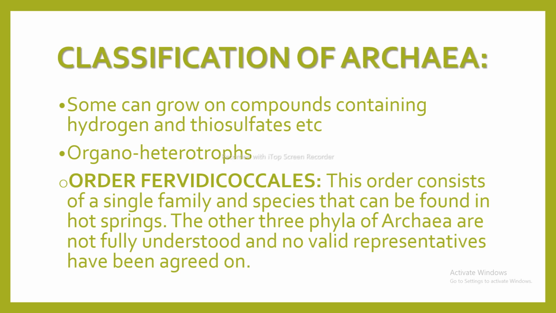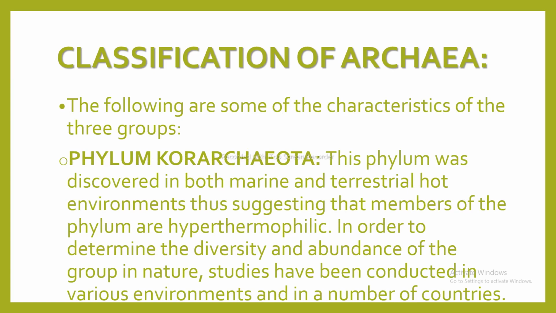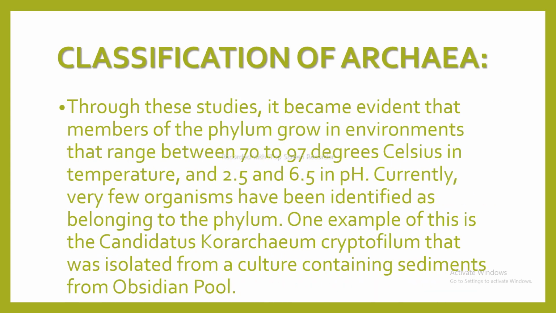The other three phyla of the Archaea are not fully understood and no valid representatives have been agreed on. The following are some of the characteristics of the three groups. The phylum Korarchaeota. This phylum was discovered in both marine and terrestrial hot environments, thus suggesting that members of the phylum are hyperthermophilic. In order to determine the diversity and abundance of the groups in nature, studies have been conducted in various environments and in a number of countries. Through these studies, it became evident that the members of the phylum grow in environments that range between 70 to 97 degrees Celsius in temperature and 2.5 to 6.5 in pH.